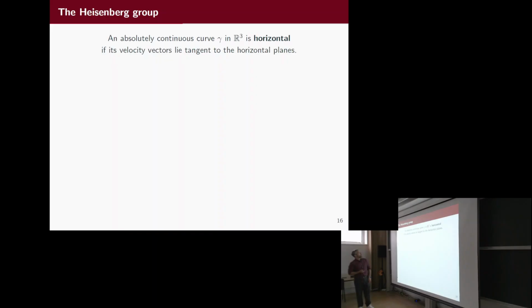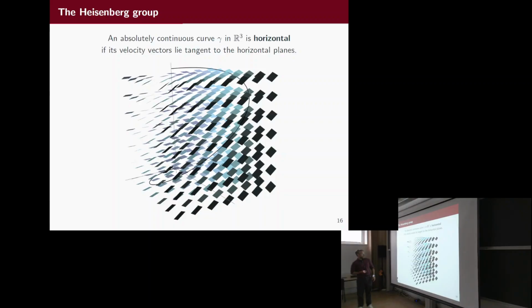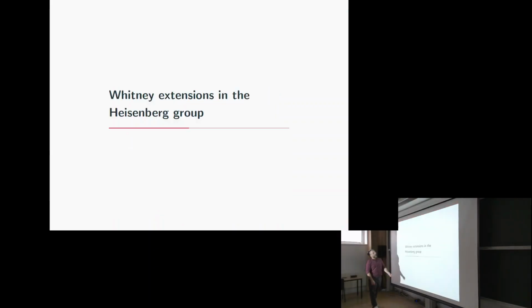Okay. And what's a horizontal curve? That's a horizontal curve. These are the directions we're allowed to move through space. You can see the planes now. This is an ugly picture, but you can kind of see, here it is tangent to that plane. Cool. Okay. I'm good. Whitney extensions in the Heisenberg group.